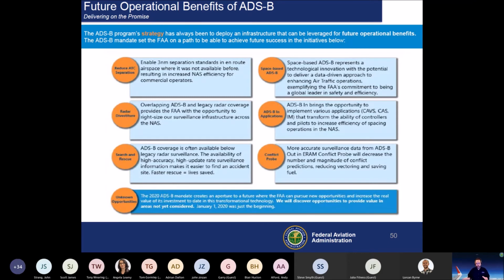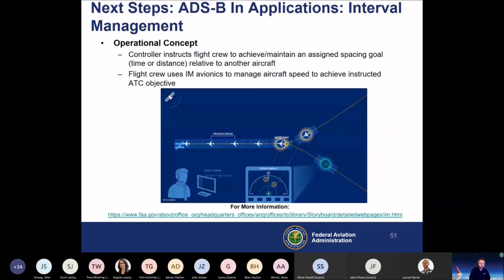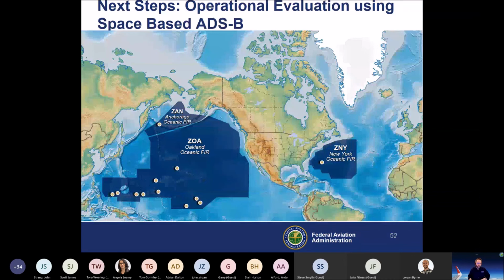And our conflict probes and automation, we're enhancing the way in which we do this so that we can make the most efficient use of airspace in generating conflicts and resolutions. And really the future is wide open. I mean, we continue to find new ways in which this data, this system continues to enhance and improve our operations. So these are the things that we're looking at specifically for space-based ADS-B.